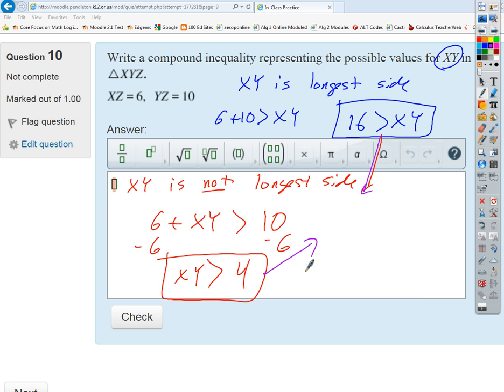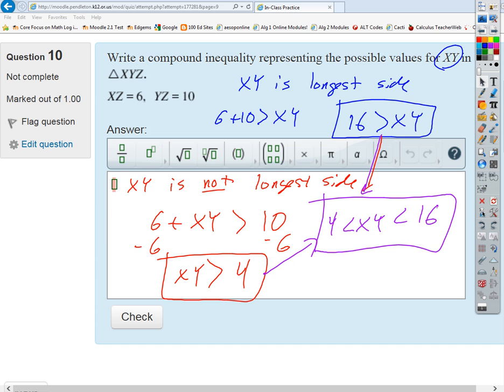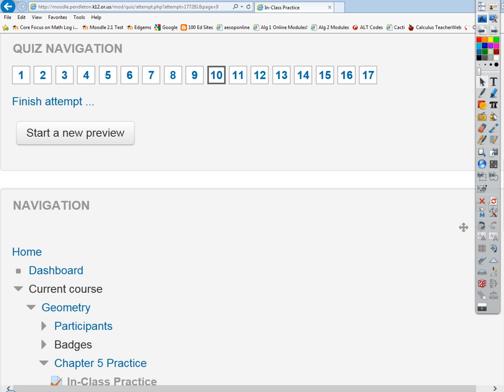So if XY is going to be bigger than 4 and less than 16, we can write that as a compound inequality, right? We always want to put it like a number line, the smaller number on the left, bigger number on the right. So XY is greater than 4 and less than 16 is our answer, right? That's a very informative way of writing it. It tells us what the boundaries are, and any value in between is okay. Questions? Okay.